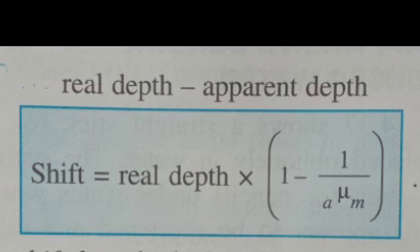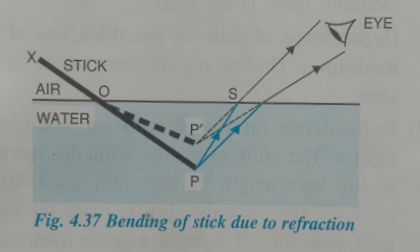Now you can see its applications or a few consequences. Apparent bending of a stick underwater. You can see here, if you keep a stick inside water and see it from outside, it looks like it is bending. It is bending due to the refraction of light. The actual point was down here, P, but due to refraction or bending of light, it appears to be at some point P dash. So the stick looks like it is bending.